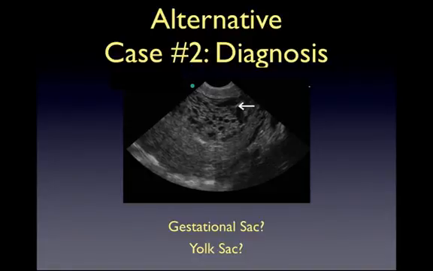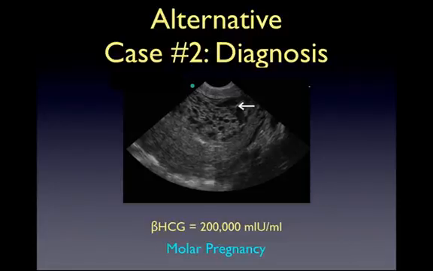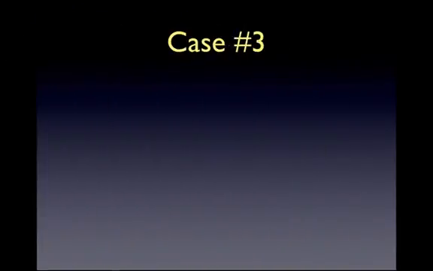There's no gestational sac and no yolk sac. This patient's beta HCG came back at 200,000. Based on these findings, we can state that this patient does not have a definitive IUP and has findings that are most concerning for a molar pregnancy.